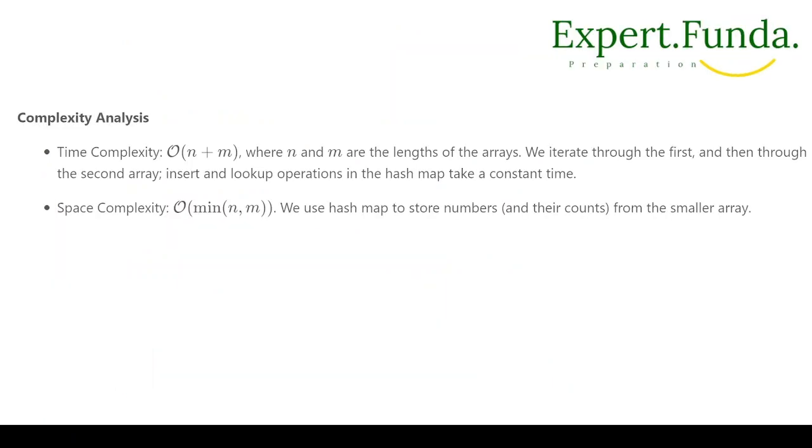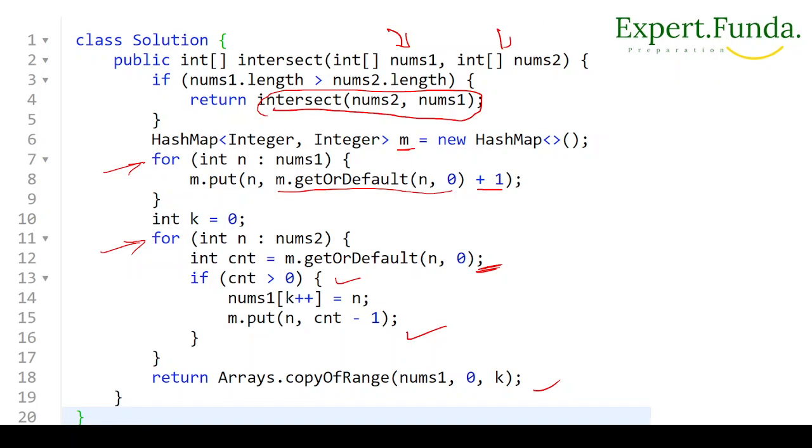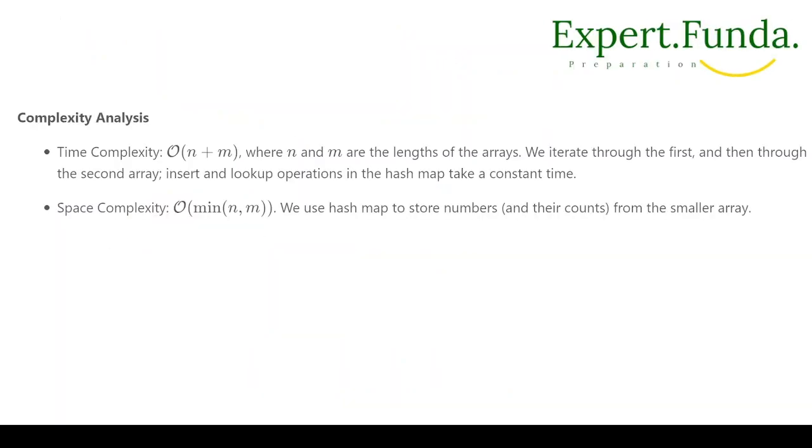So the complexity for this one will also remain the same, n plus m, as we have seen in the first part of this video, right? And for the space complexity, we are using the elements to store their count in the smaller array, as you can see here, right? So the minimum of n and m will be the space complexity.